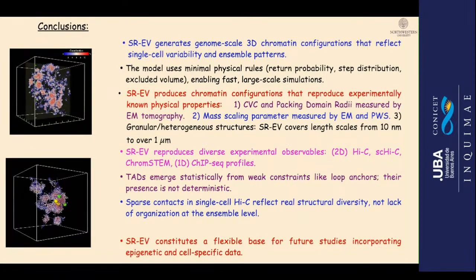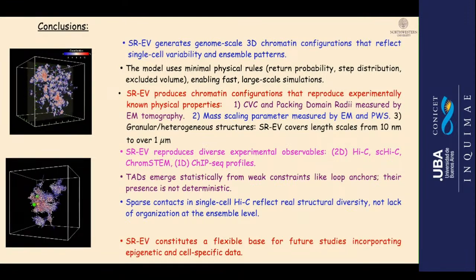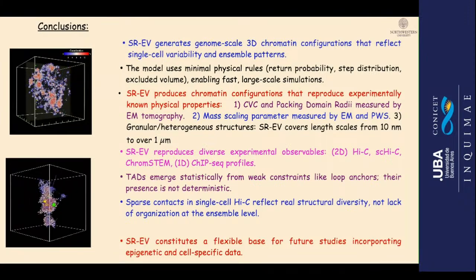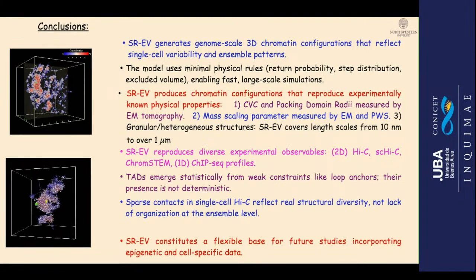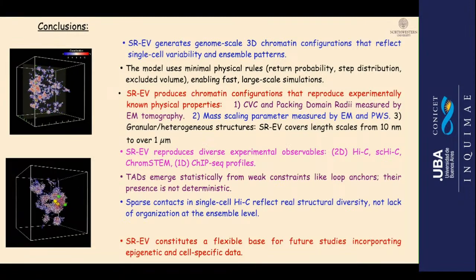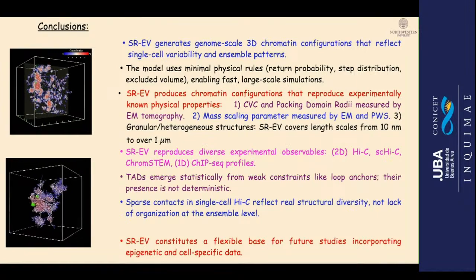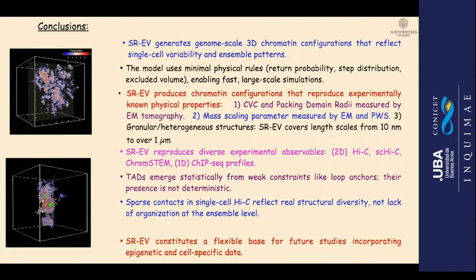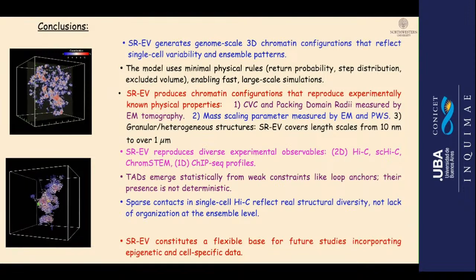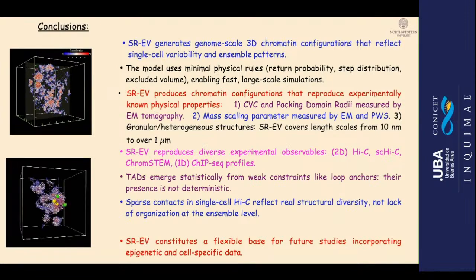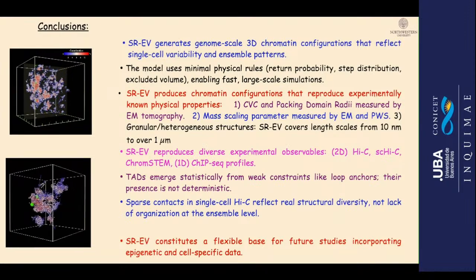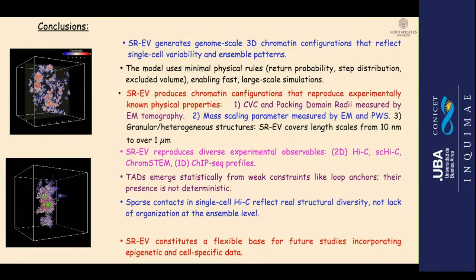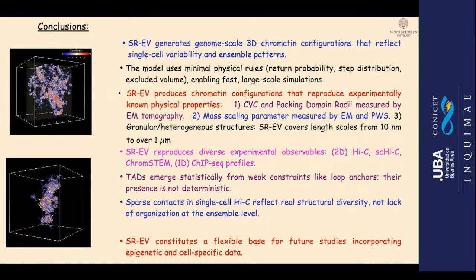What emerged from this work is a view of genomic architecture as a probabilistic system. TADs and loops are not rigid features, but statistical patterns shaped by weak constraints like loop anchors.